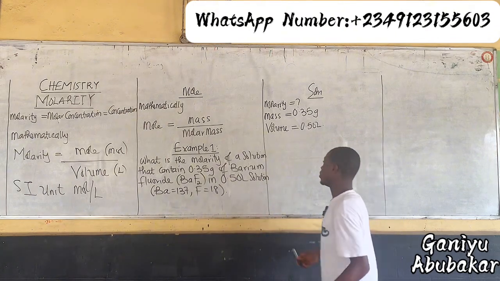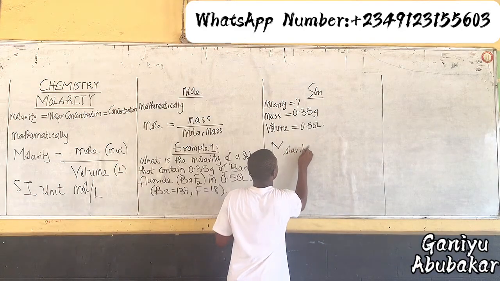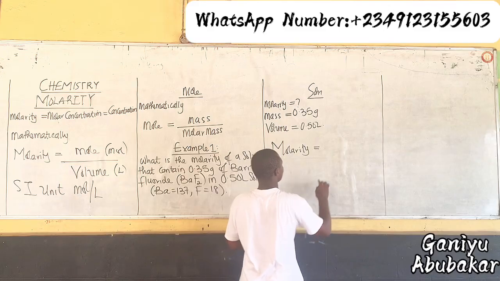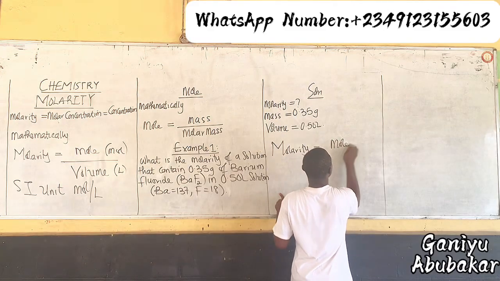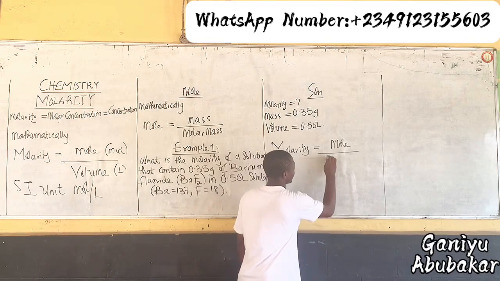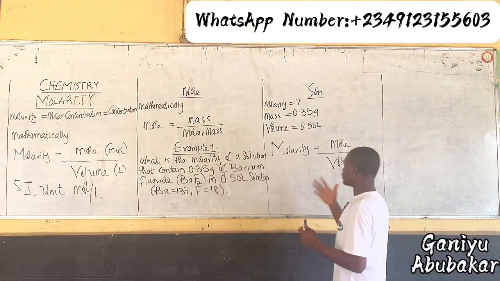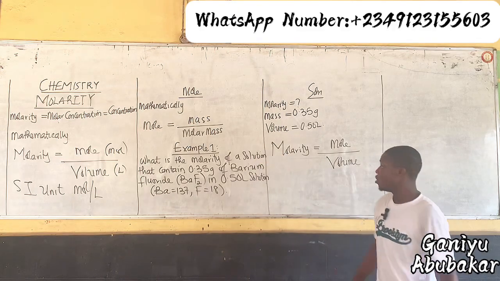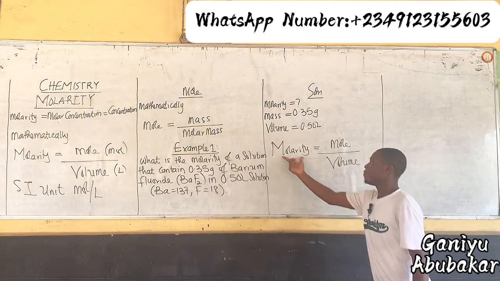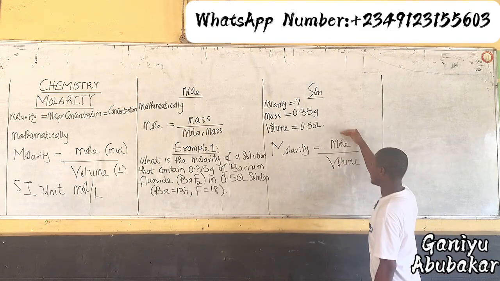What do we know from general? We know that molarity is equal to number of mole over volume. Alright, this is molarity as I established earlier. So first, we are asked to find molarity. To find molarity, I need two things. I need mole and volume.